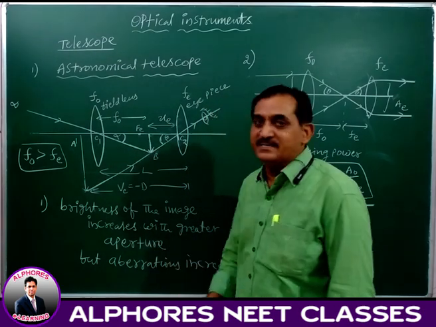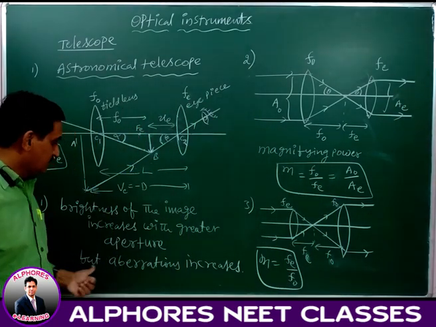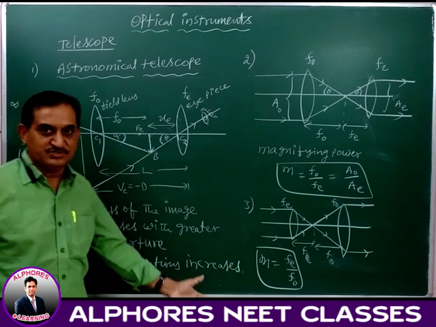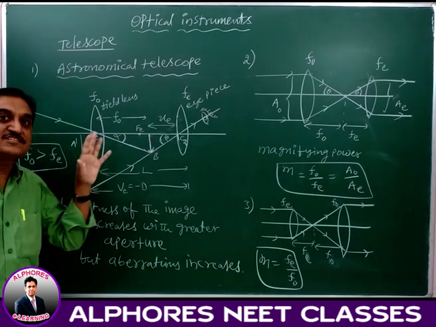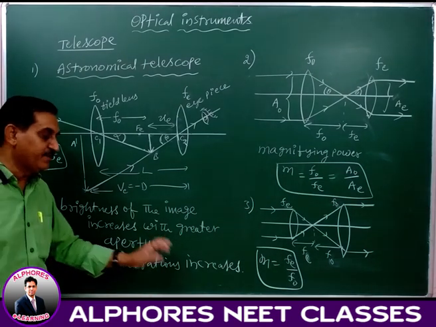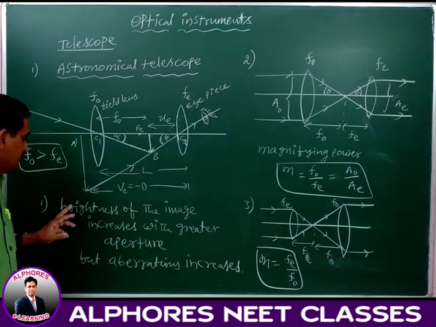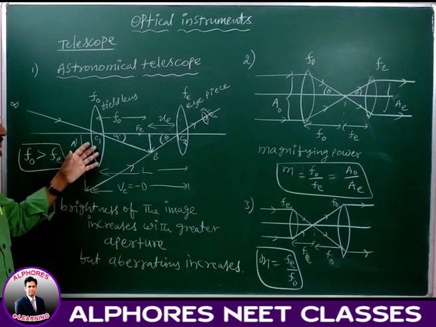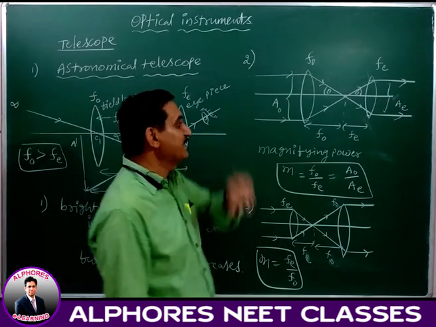And when brightness increases, it is an advantage, but the disadvantage is that a defect comes into play in the forming of the image, that is aberrations. Means, in forming the image there will be errors. That defect is known as aberrations. Aberrations increase. So this is the disadvantage, and the advantage is that the brightness of the image will increase because it gathers a greater number of light rays. Okay, go for the second point.